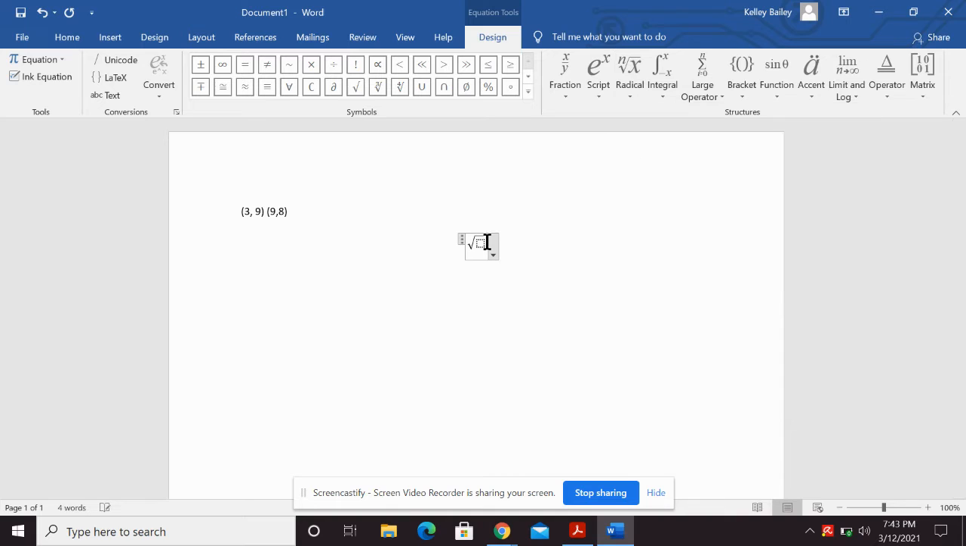Come on. There we go. So my distance formula is the change in y, here, y2 minus y1 squared, plus x2 minus x1 squared. Okay.